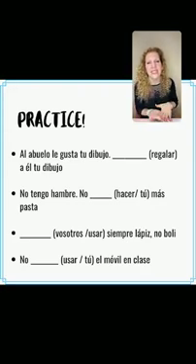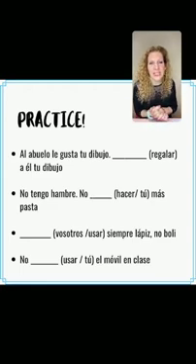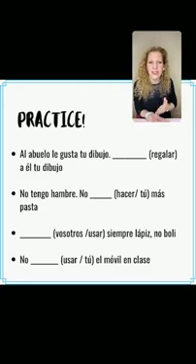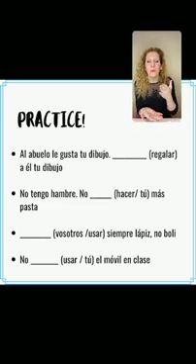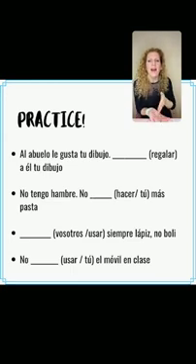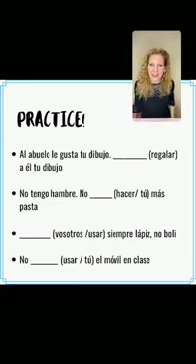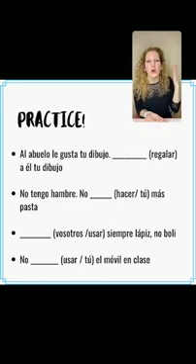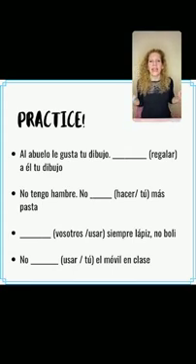Vosotros usad siempre lápiz, no boli. So this is, for example, in class when they tell the little kids, don't use a pen. You have to always use a pencil. Okay, so yes, porque es negativo. Muy bien. So this is what I was saying, that vosotros usad siempre lápiz. You have to give that command. Okay, vosotros. Muy bien, perfecto. Usad siempre lápiz. Yes, we are practicing imperativo, remember. So, vosotros usad siempre lápiz, no boli. Okay? Muy bien. Okay, next one.